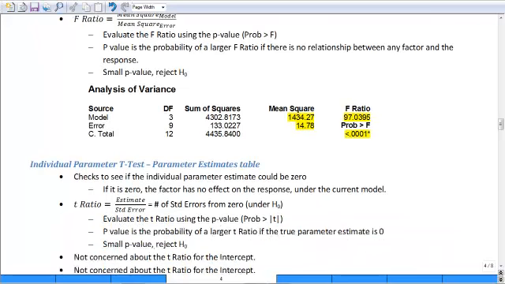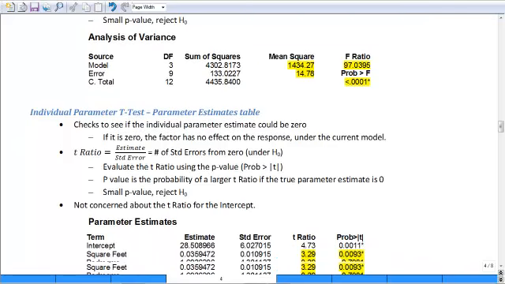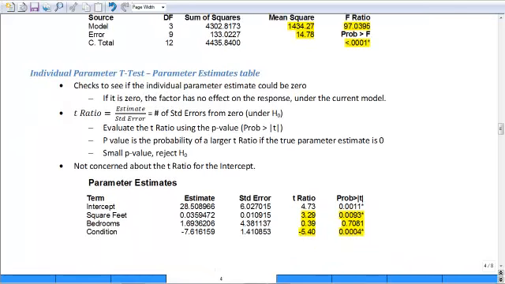Next, we take a look at individual parameters within the model. Here we're going to check the T ratios in the parameter estimates table. We're only going to take a look at the factors in the model. We're not worried about the intercept. That can be significant or not significant. It doesn't really matter to us.